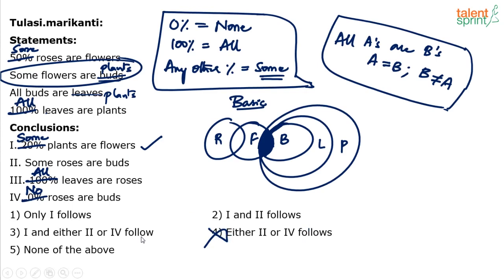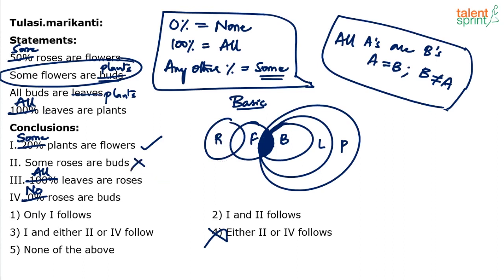Second conclusion says some roses are buds. Now if you look at the basic diagram, roses and buds are two disjoint sets. We have got roses here and buds here. Do they overlap? No. No rose is a bud. There is no overlapping between rose and bud at all. So some roses are buds is false.